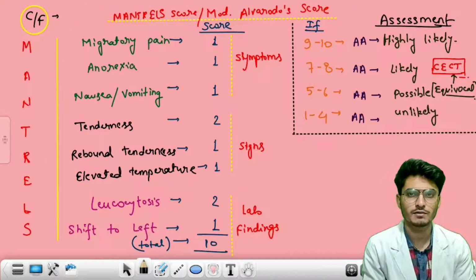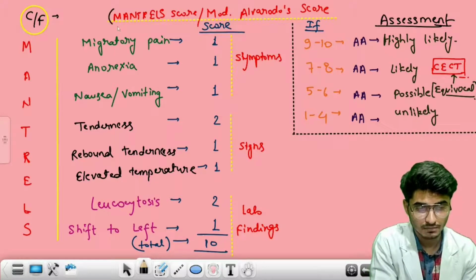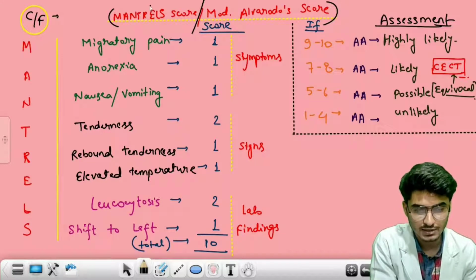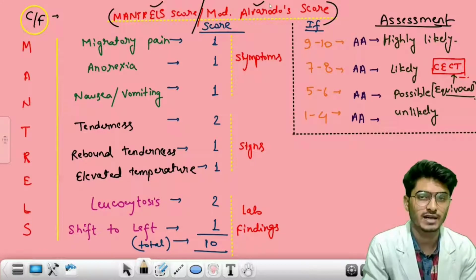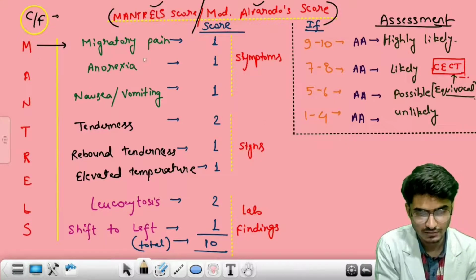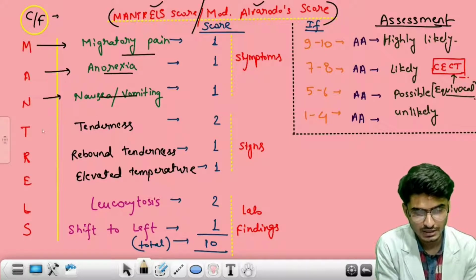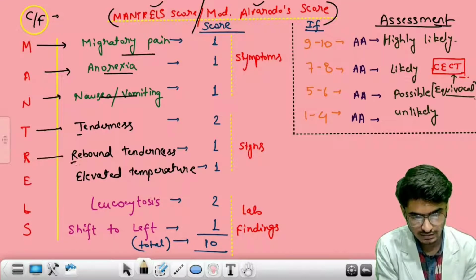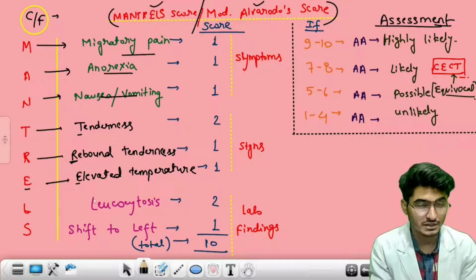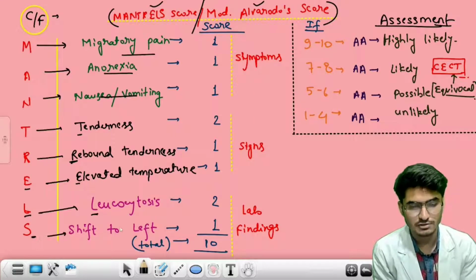Done. So we will discuss the clinical features of that, and the clinical features are best depicted by a scoring system. We have a score, that is the Alvarado score or the modified Alvarado score. So what is the Alvarado mnemonic? M stands for migratory pain, A for anorexia, N for nausea and vomiting, T for tenderness, R for rebound tenderness, E for elevated temperature, L for leukocytosis, and S for shift to left.